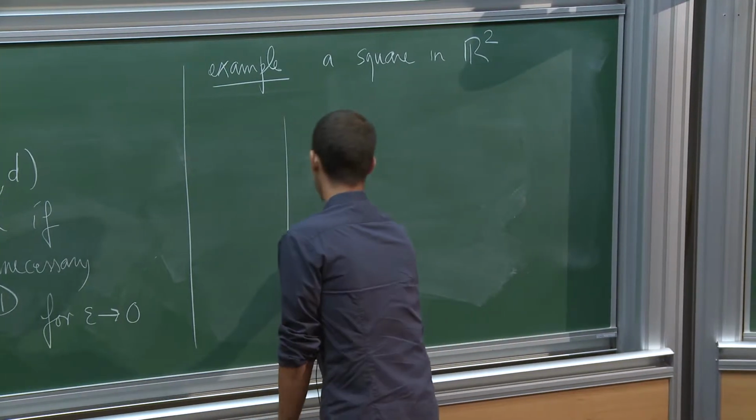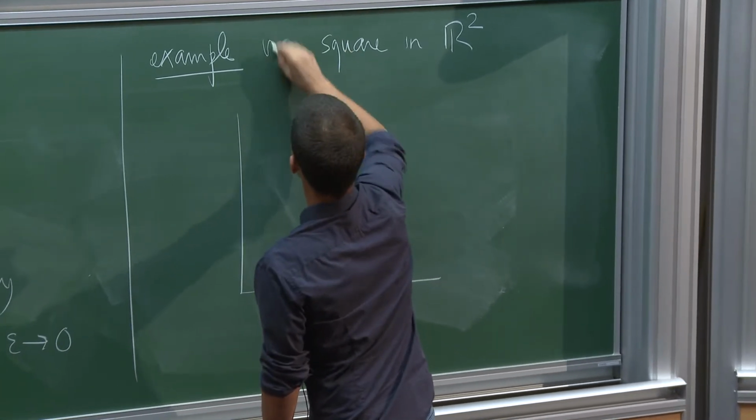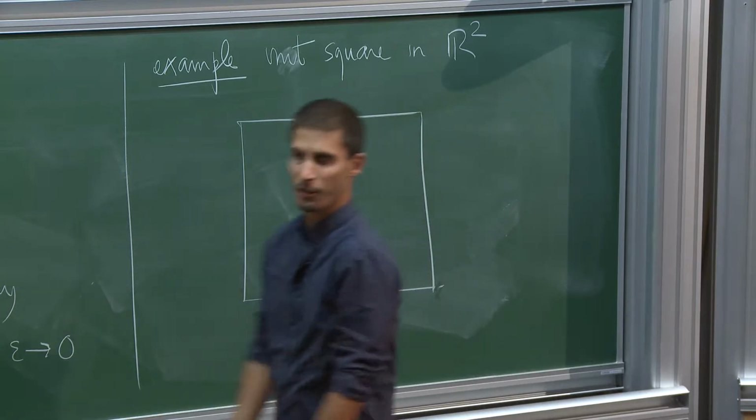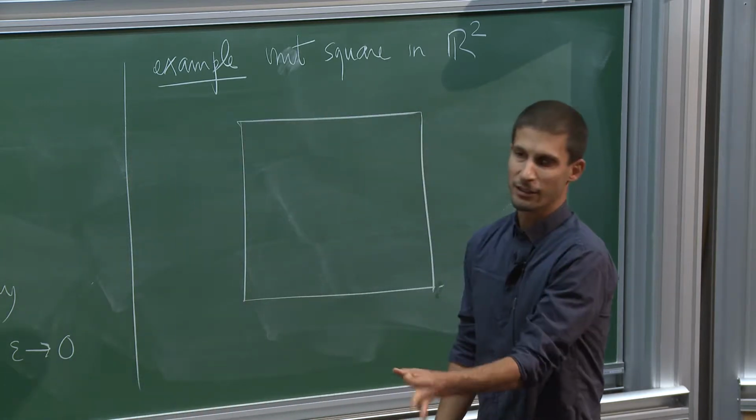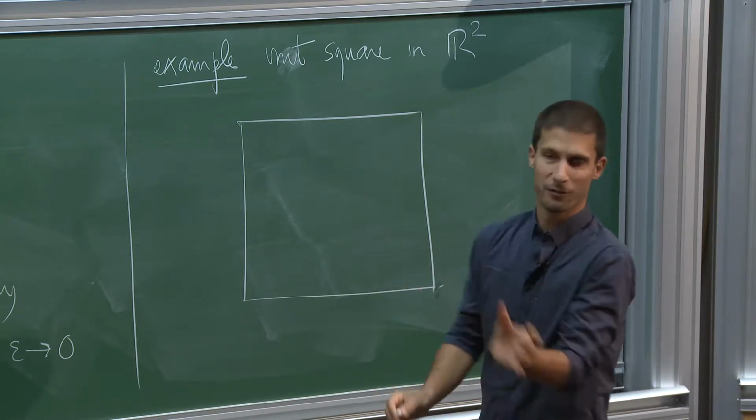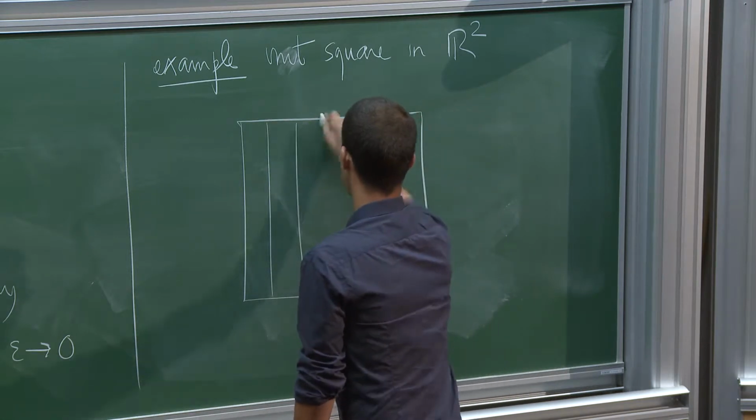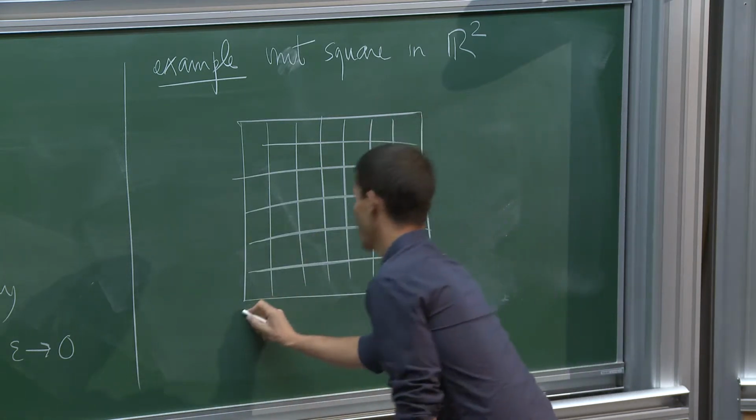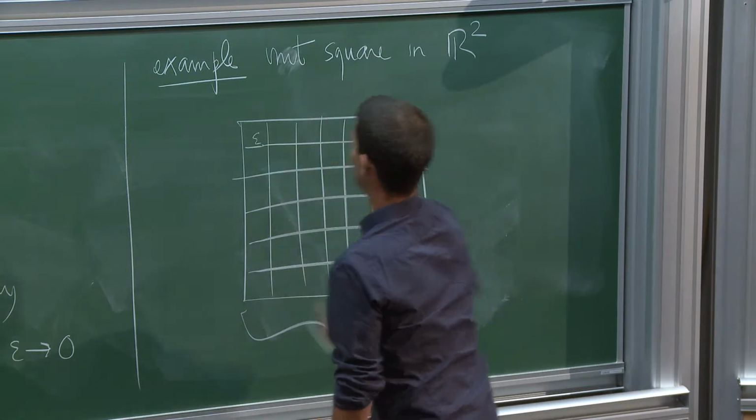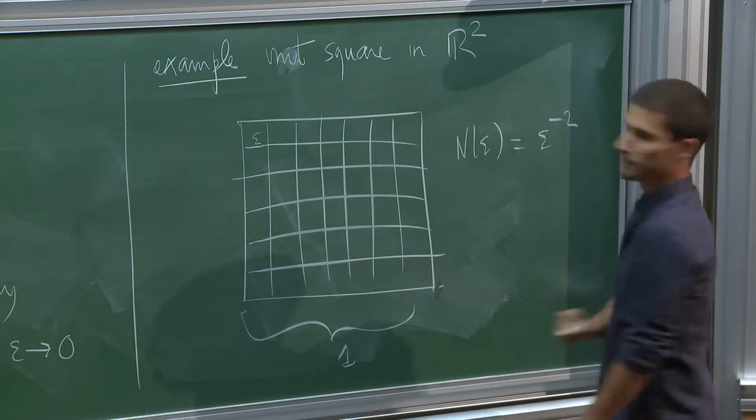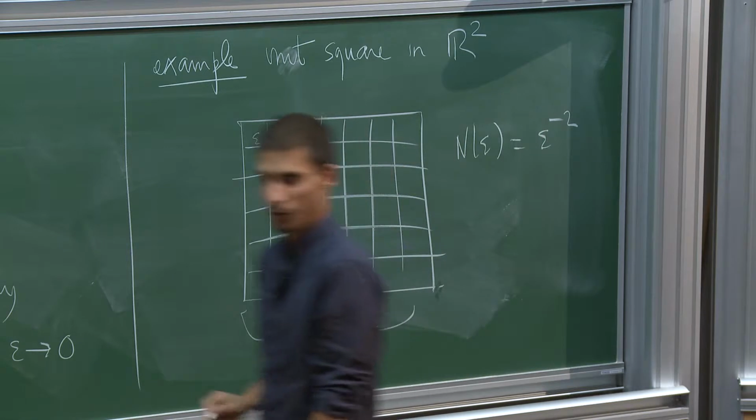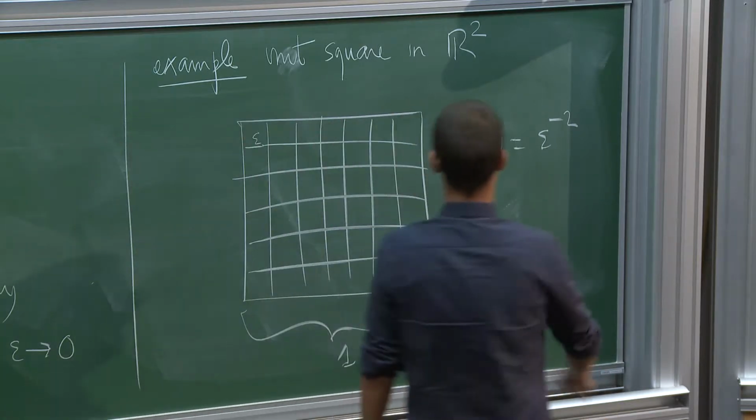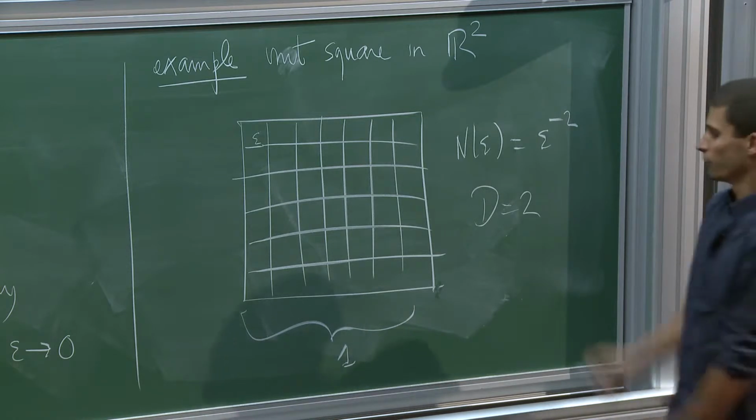If you want to cover the unit square in R2 with balls of radius epsilon, this is more or less the same as covering it with squares of size epsilon. If this is 1 and this is epsilon, I will need epsilon^(-2) squares to cover this. You agree? And so in this case, this d is 2. The dimension is 2.